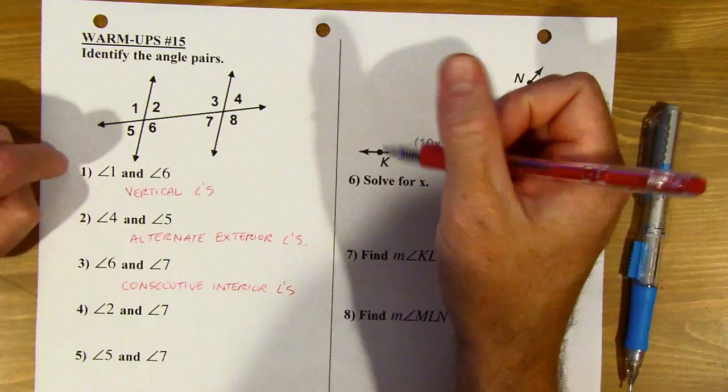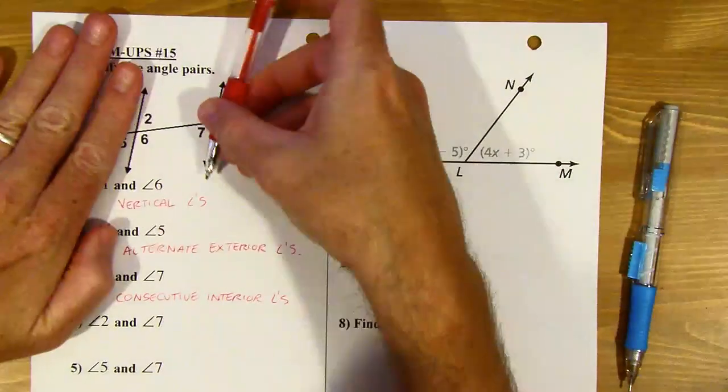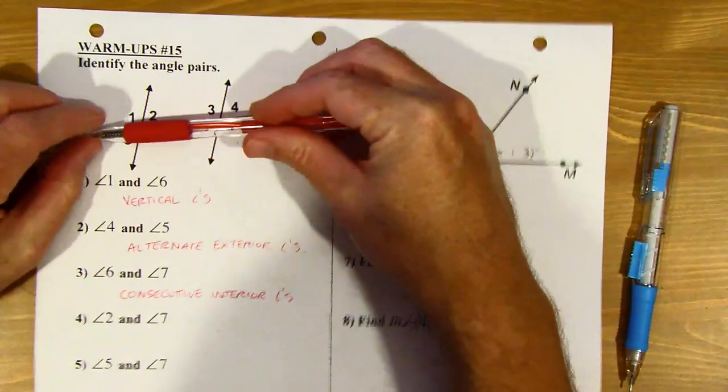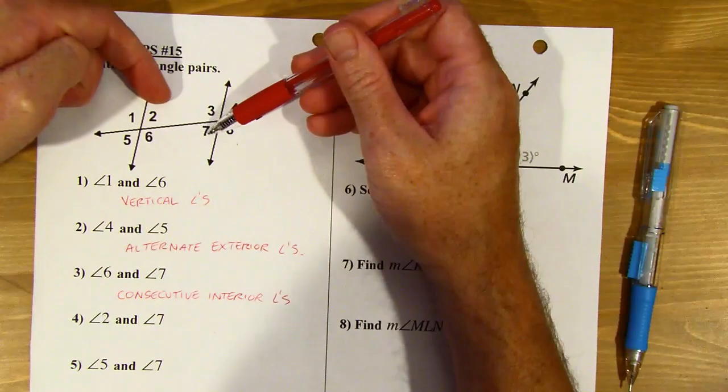Okay, angles 2 and 7, these are on the inside of the track, so they're interior angles. They're on different sides of the transversal, so they're alternate interior angles.